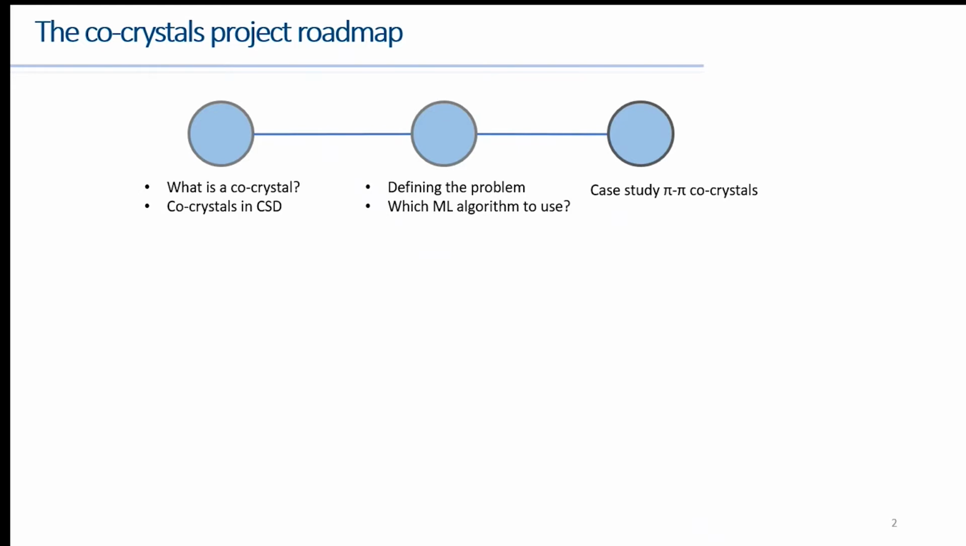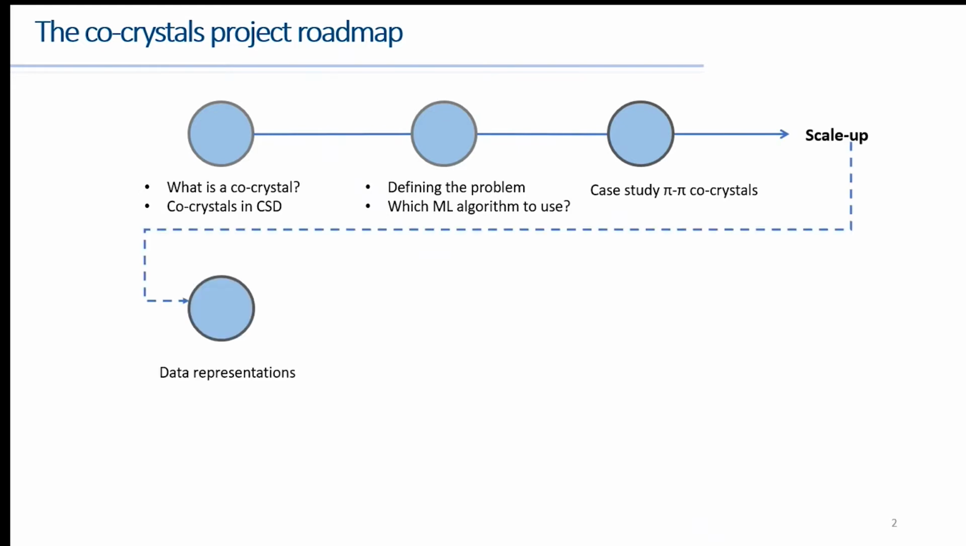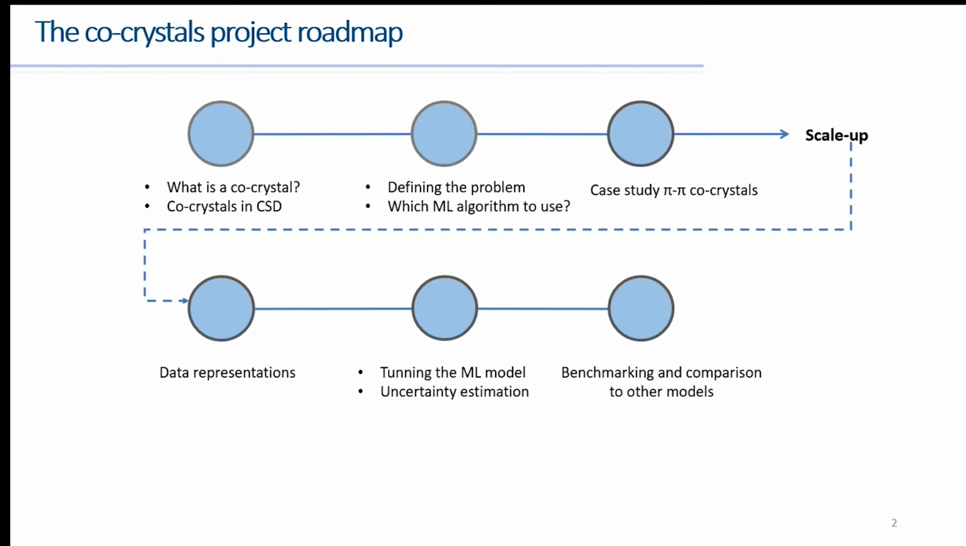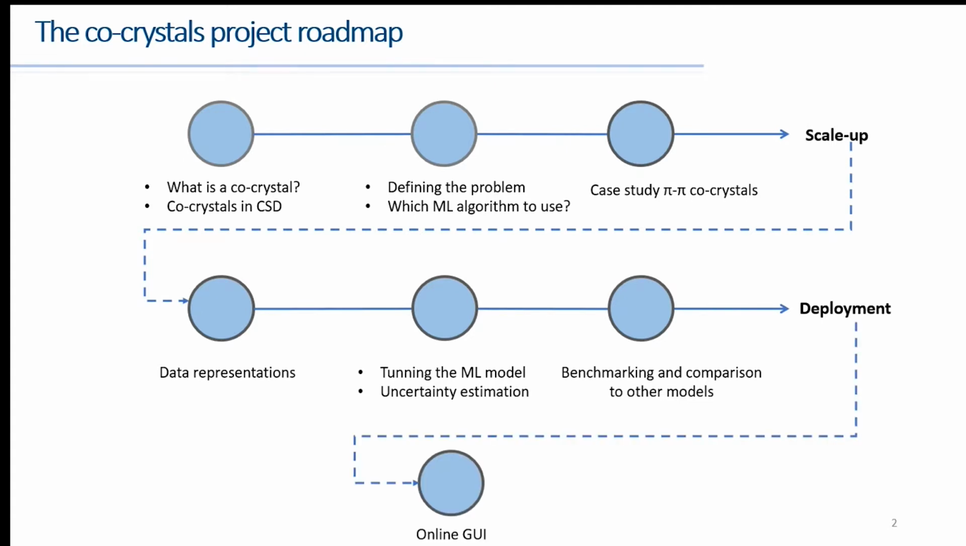After the successful application for this case study, we wanted to scale this up and cover the whole co-crystals in the CSD. To do that, we studied different ways of how to represent our data, how we can tune the machine learning model, and also add some uncertainty estimation to the predictions, and then how we can gather data from literature and benchmark and compare our models to other models that have been built for the same purpose. After that, we also wanted to deploy the whole model and provide an online graphical user interface such that any user can use it for in silico co-crystal screening quite quickly.